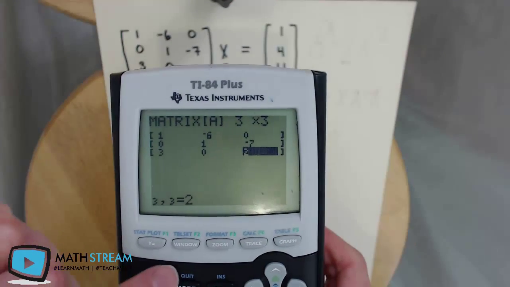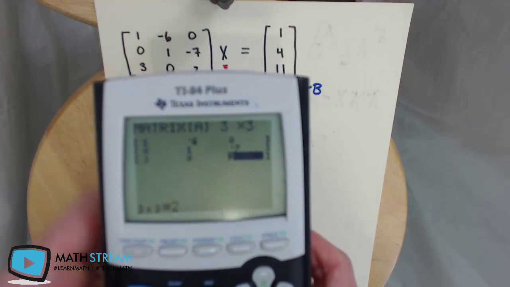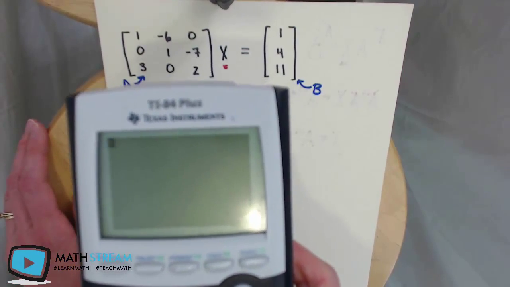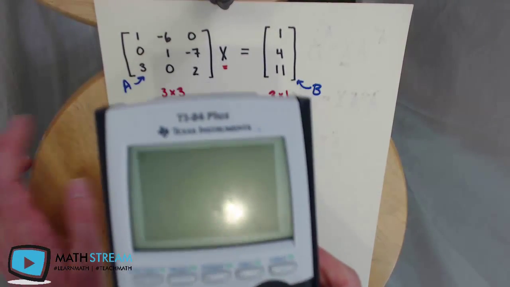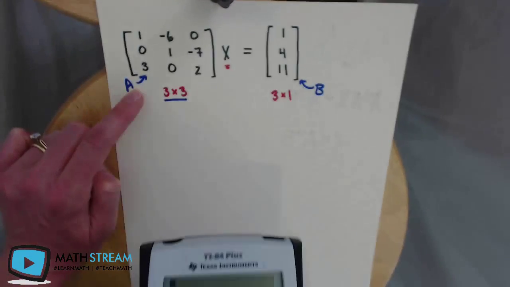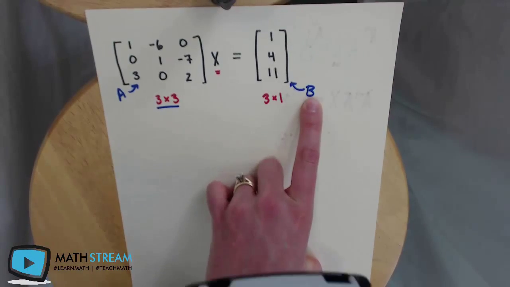So I press, you see quit right here, it's the mode button. Up above it says quit, so I say second quit, and it should take me back to the main screen. Okay, so we have just taken matrix A and we've input that information into the calculator. Now we're going to go and find matrix B.